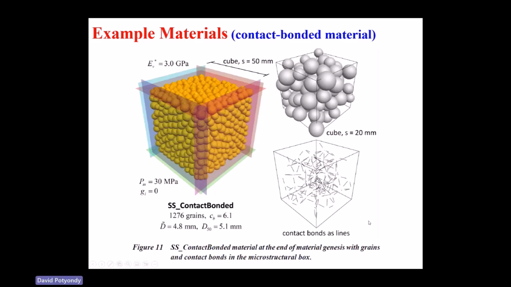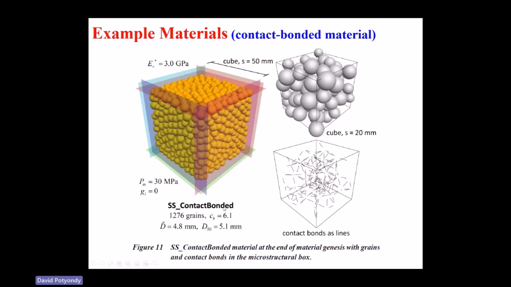Here's what it looks like in 3D. Again, modulus of the vessel. It's a cube, 50 millimeter side length. It was built at an initial pressure of 30 MPa with a 0 installation gap. So this system then, after it got created, has this many grains.